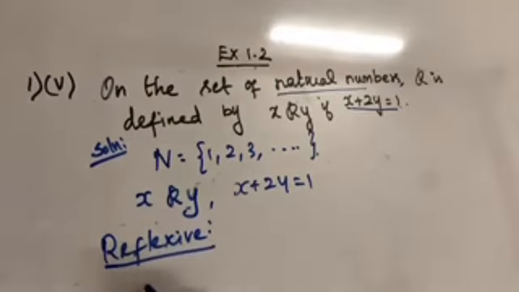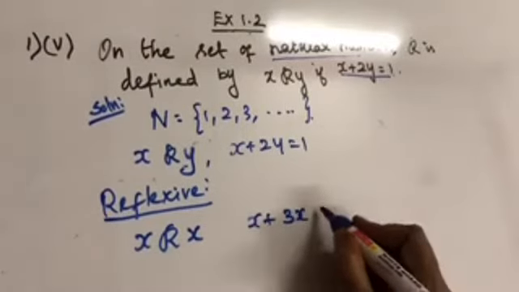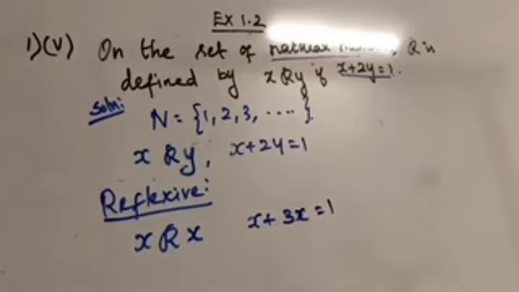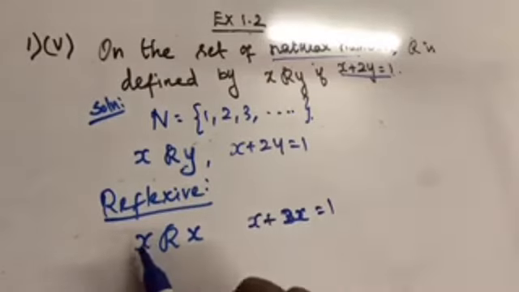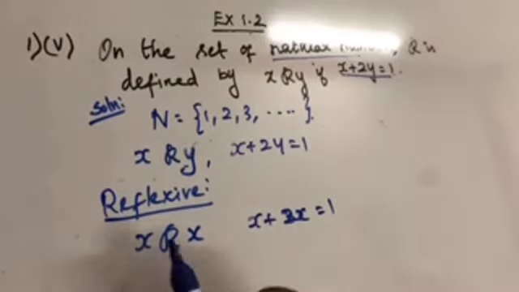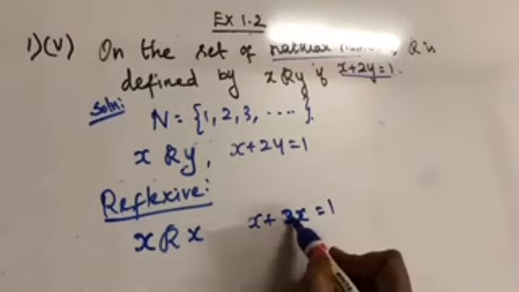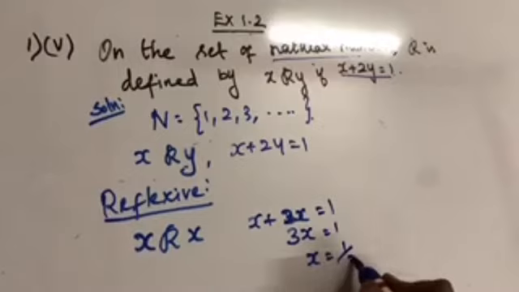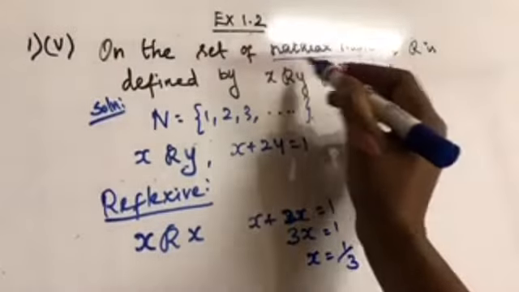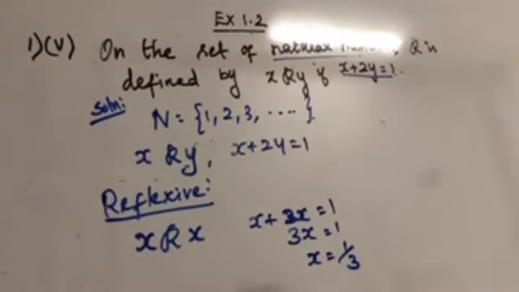Reflexive means x is related to x. That's what we have to do. So x plus 2x is equal to 1, because instead of y I am substituting x. The relation should go from x to x. So x plus 2x is equal to 1. That is 3x is equal to 1 and x is equal to 1 by 3. But on the set of natural numbers, it is not a natural number. So it is not reflexive.